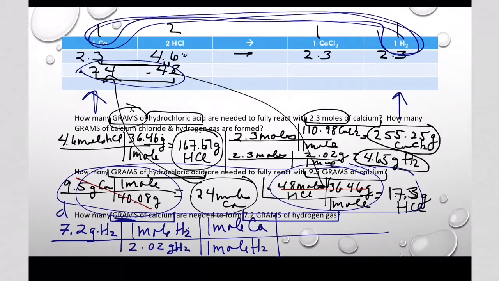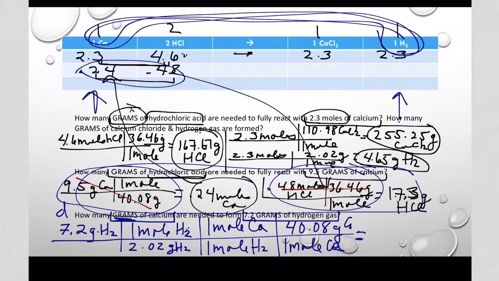So our very last step, to go from moles to grams, we multiply by the molar mass. So we're going to take 1 mole of calcium, and the molar mass of calcium, 40.08 grams of calcium. Made my line a little too big here. And then that's our final dimensional analysis that we're going to put in there.